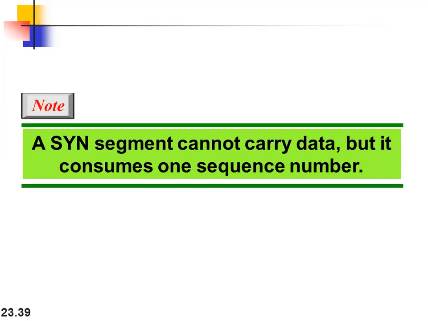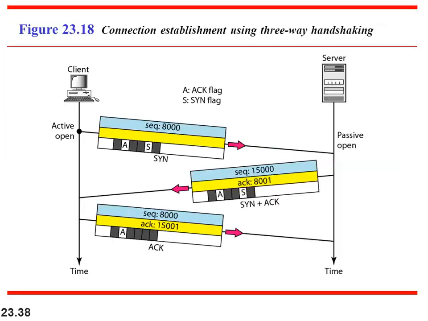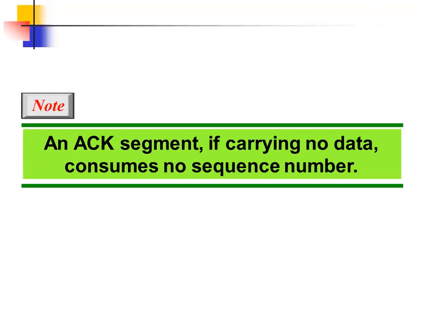But as I had said earlier, when the client sends this acknowledgement, it may also decide to send data. So when it is sending data, it is going to consume a sequence number. Otherwise, this acknowledgement packet will not consume any sequence number.